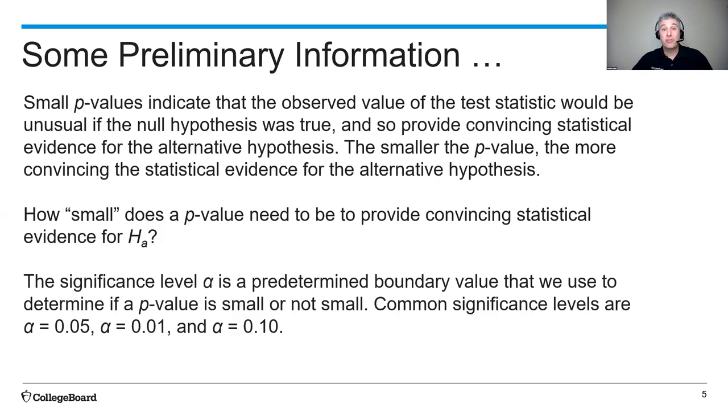Well, we set a boundary value. It's called a significance level. The significance level, denoted alpha, the Greek letter alpha, is a predetermined boundary value that we use to determine if a p-value is small or not. Common significance levels include alpha equals 0.05, alpha equals 0.01, and alpha equals 0.10.